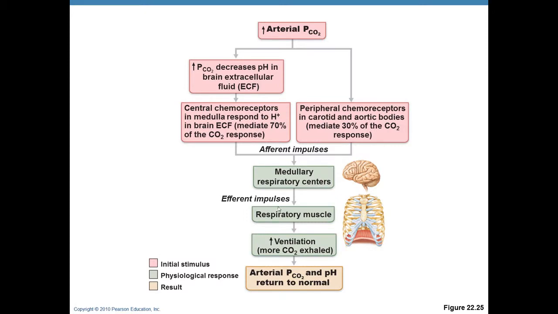And then if you exhale out CO2, think about that like you're exhaling out acid. So your body fluid pH will go this way. I'm sorry, it'll go back upward toward the normal range.